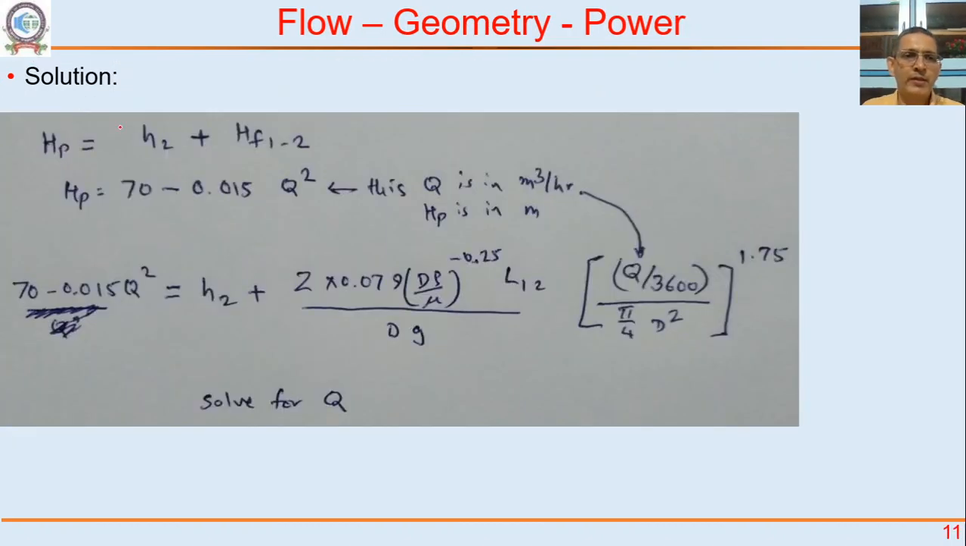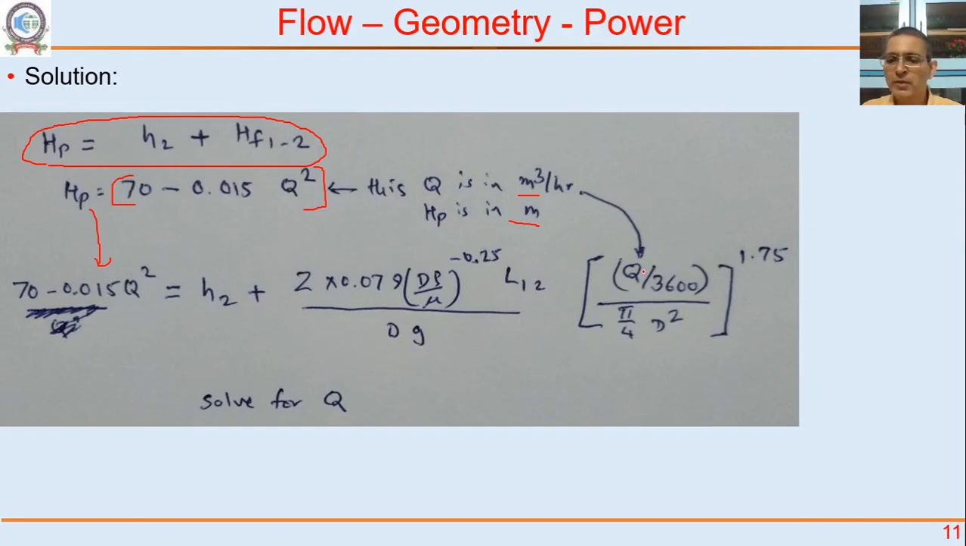So if we have been using this, HP is equal to H2 plus HF12. Now HP is not a fixed number, it depends on the Q itself. So it is 70 minus 0.015 Q square, and remember this Q is in meter cube per hour and HP is in meter. So I can substitute that here. H2 I know, 2f and all the things I know, same as last time. Only thing is this Q now is in meter cube per hour.